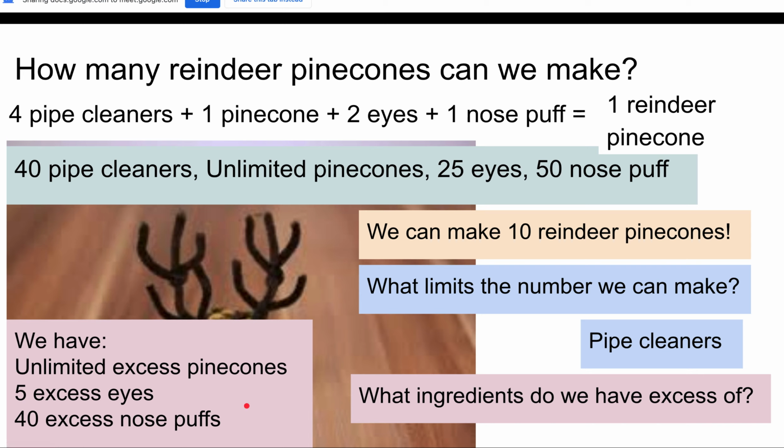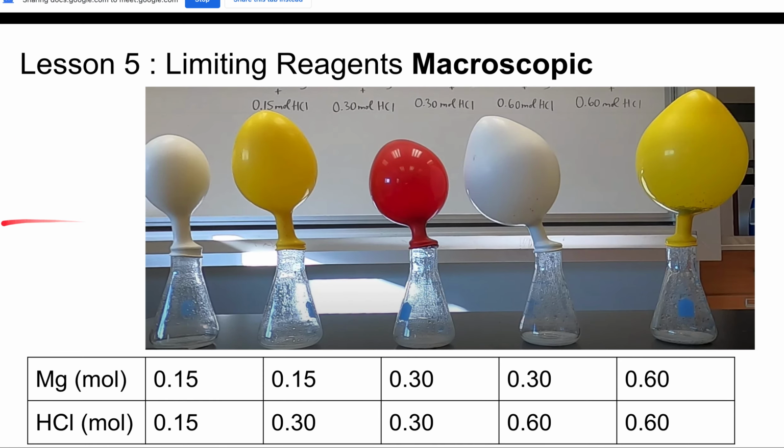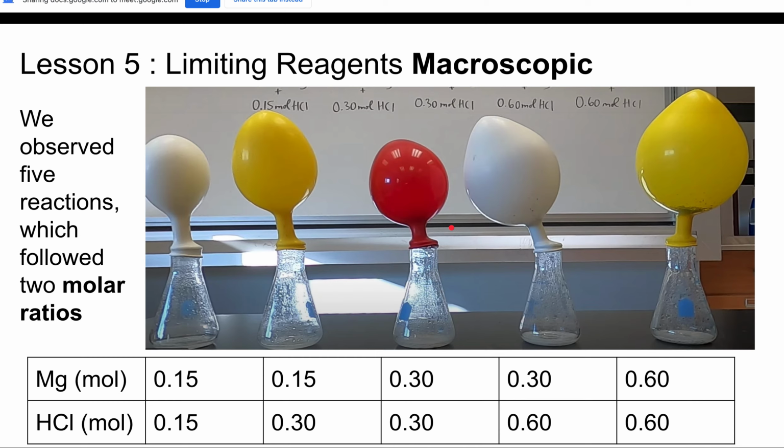So just a quick reminder of how we're trying to think about these different concepts. Okay, so yesterday, you all looked at this reaction where we had 5 different flasks with 2 different molar ratios, and we observed how much hydrogen gas was produced in each of these reactions. So 5 reactions which followed 2 molar ratios.